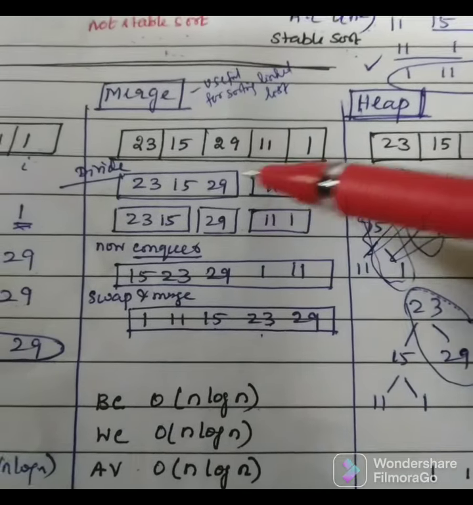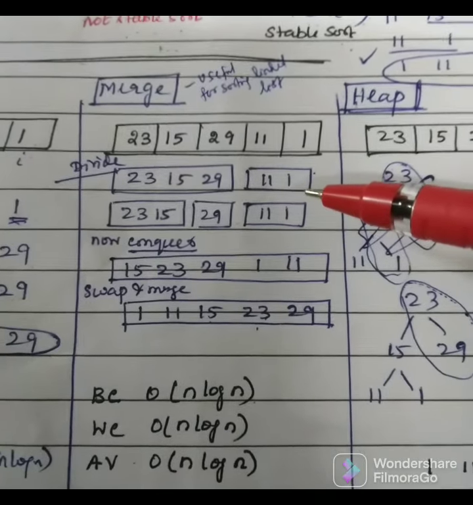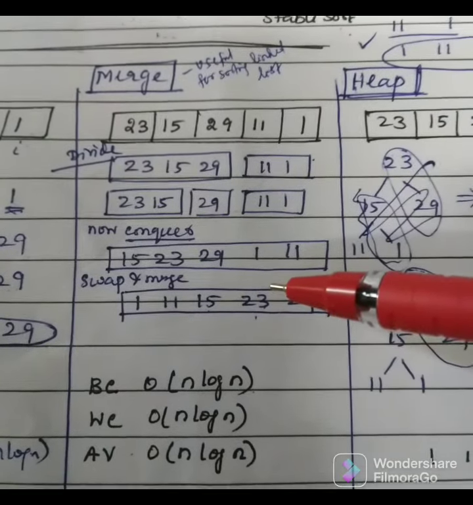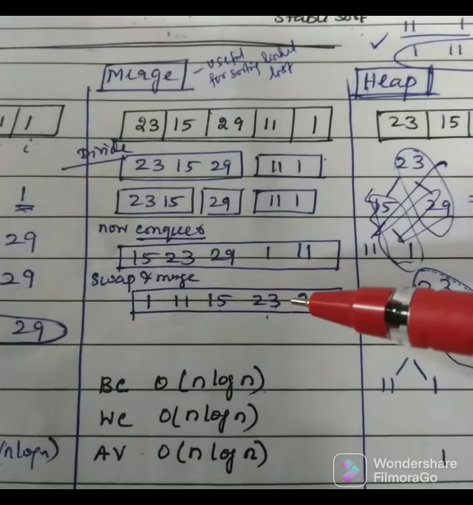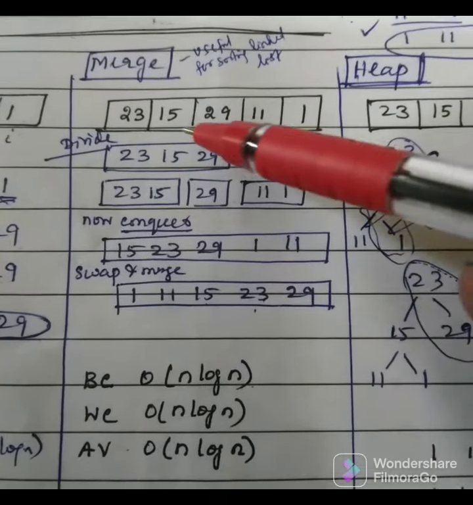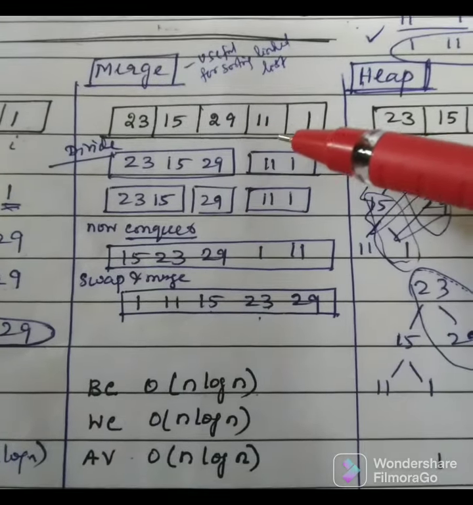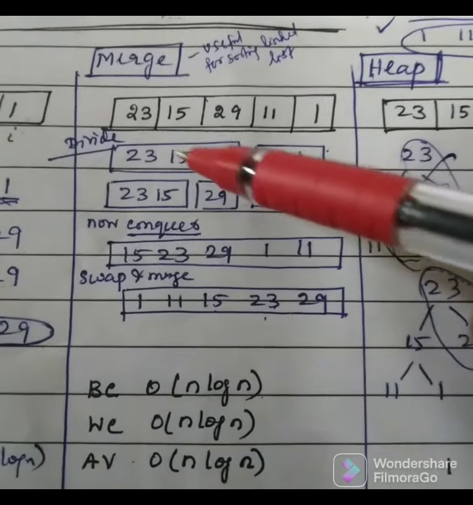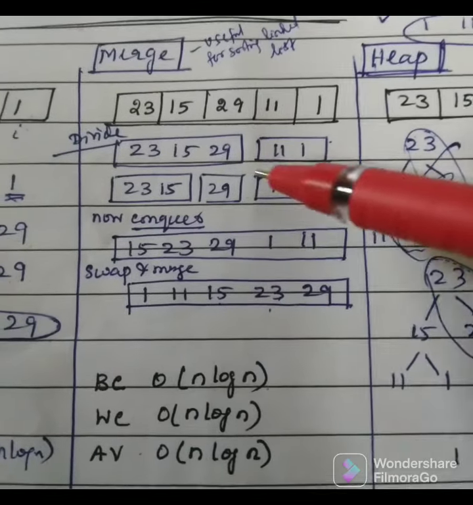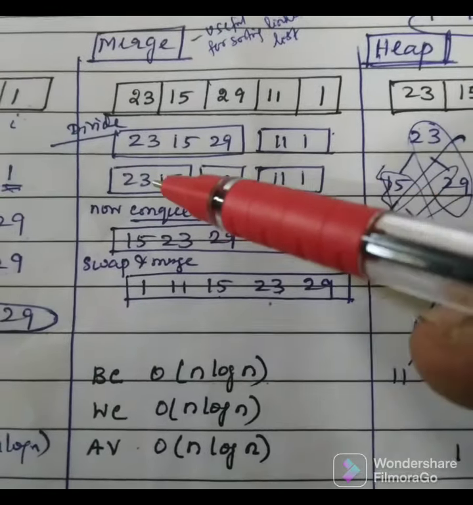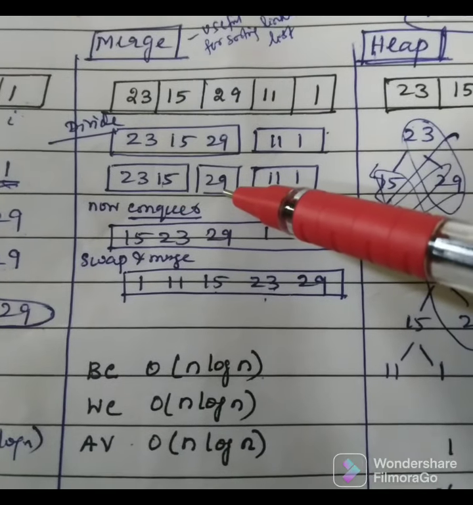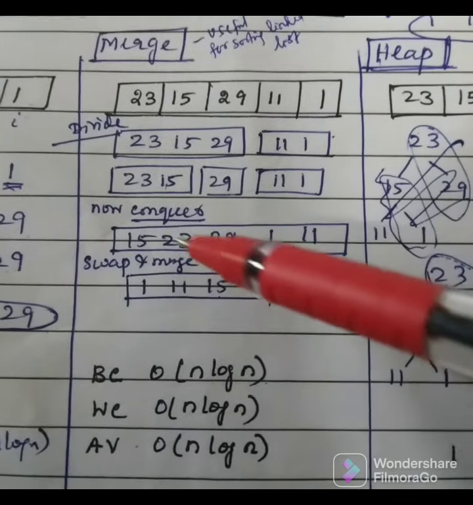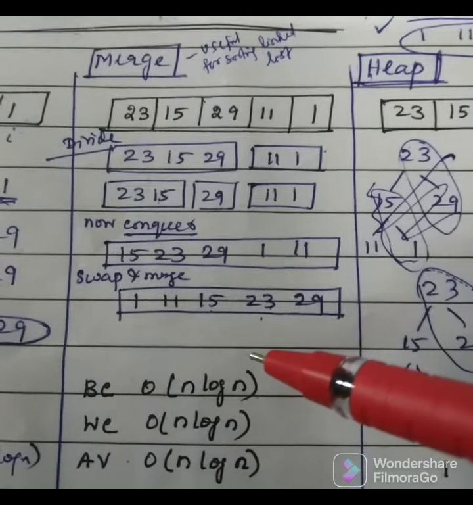It divides the input array into two equal halves and then merges the two sorted lists. It is useful for sorting linked lists. Let's see this example: 23, 15, 29, 11 and 1. First it divides the given array of elements into two equal halves. Then again it further divides the array. After dividing, it performs the swapping operation and finally it merges the elements.